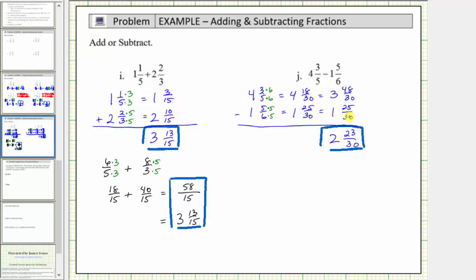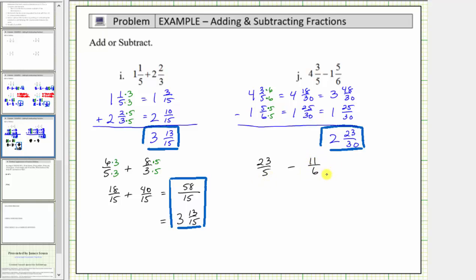And now let's find the difference again by first converting the mixed numbers to improper fractions. To convert 4 and 3/5 to an improper fraction, the numerator is going to be 5 times 4 plus 3. Well, 5 times 4 is 20, plus 3 equals 23. So 4 and 3/5 is equal to 23/5. So we have 23/5 minus. Now we'll convert 1 and 5/6 to an improper fraction. The numerator is 6 times 1 plus 5, which equals 11. So 1 and 5/6 is equal to 11/6.